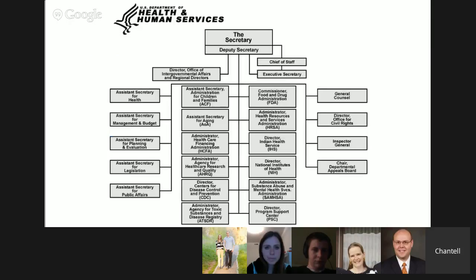Okay, next slide. This is a chart of the whole organizational structure. You can see at the very top they have the secretary and the deputy secretary, and you can follow it just like you would a normal web and find out all the different jobs and things that are interconnected.